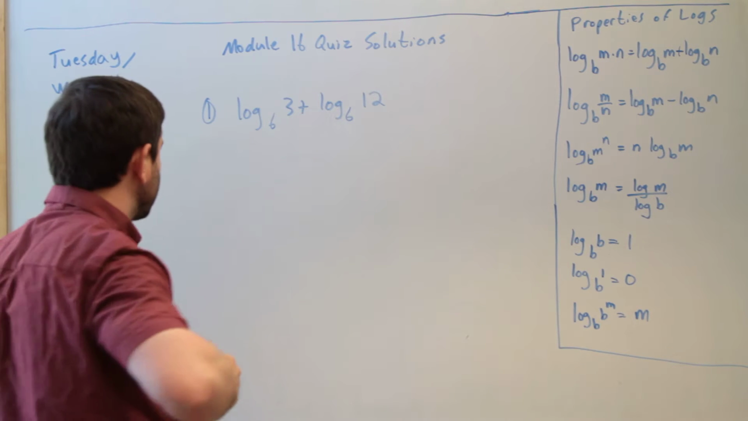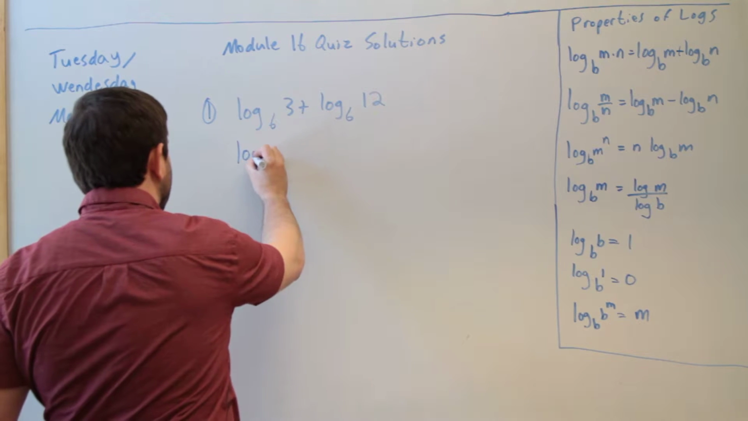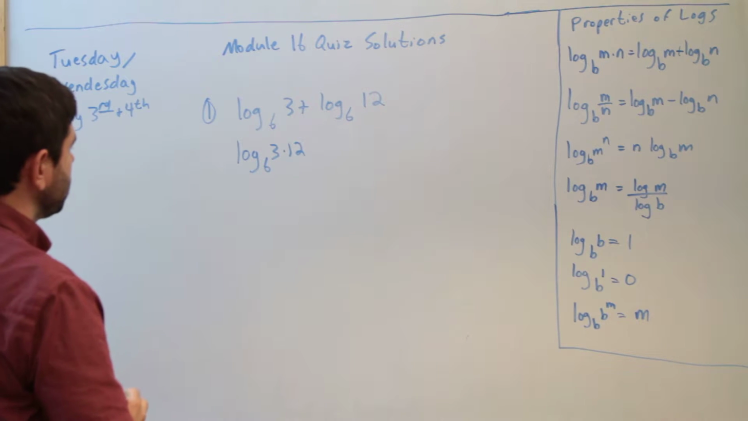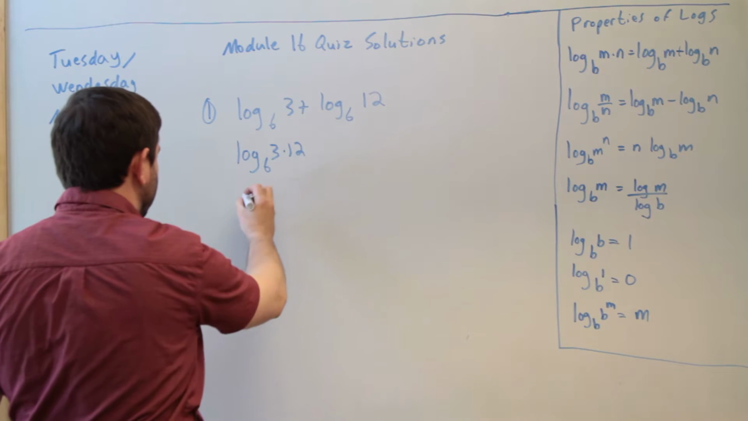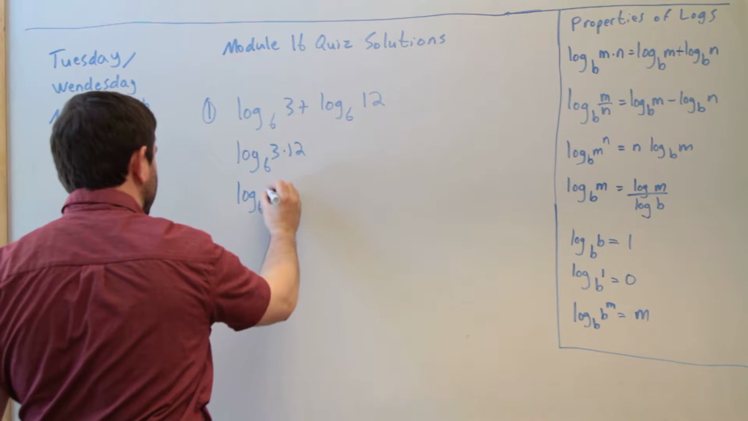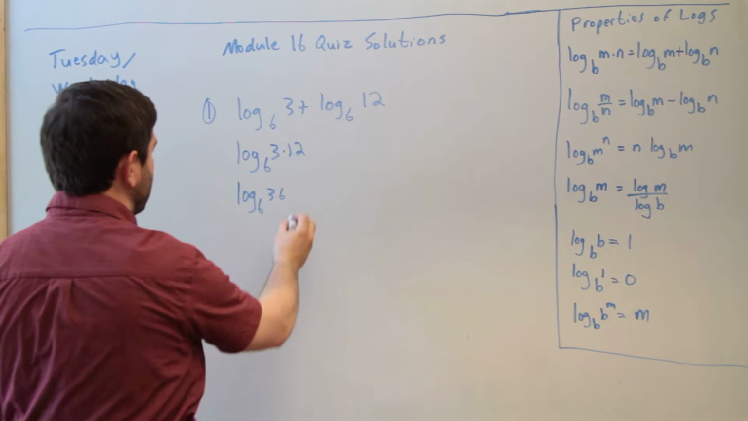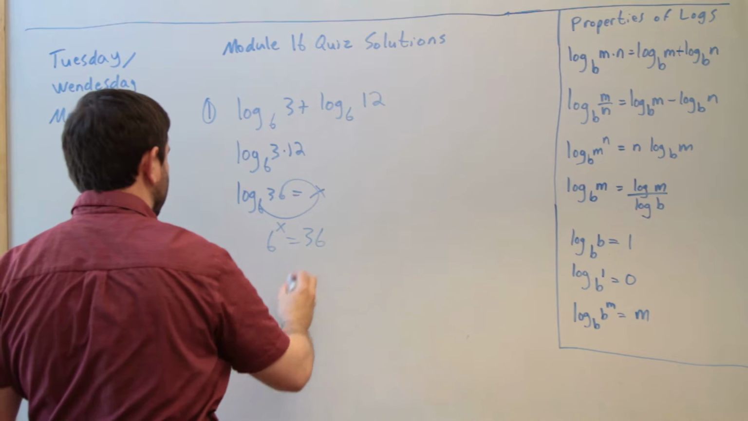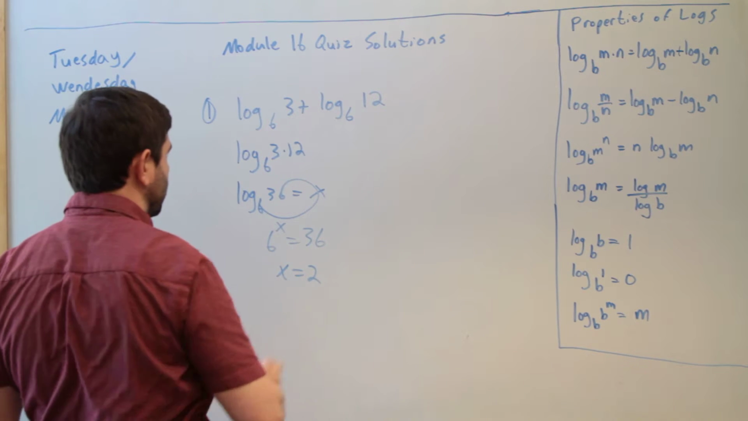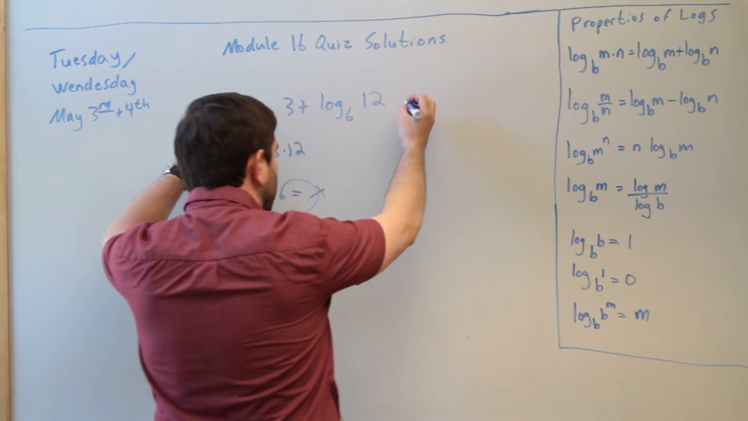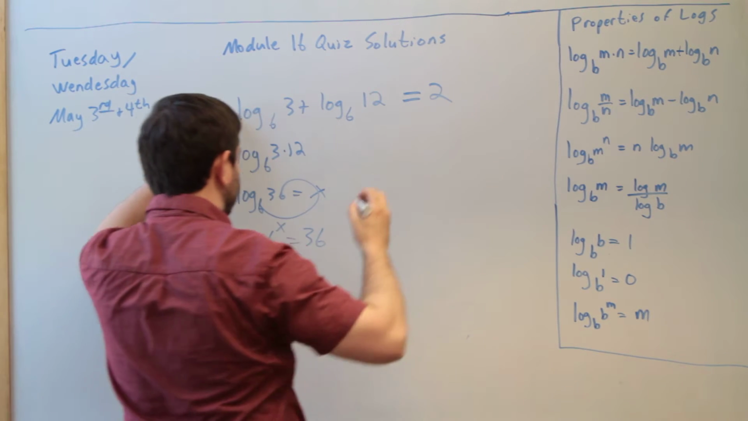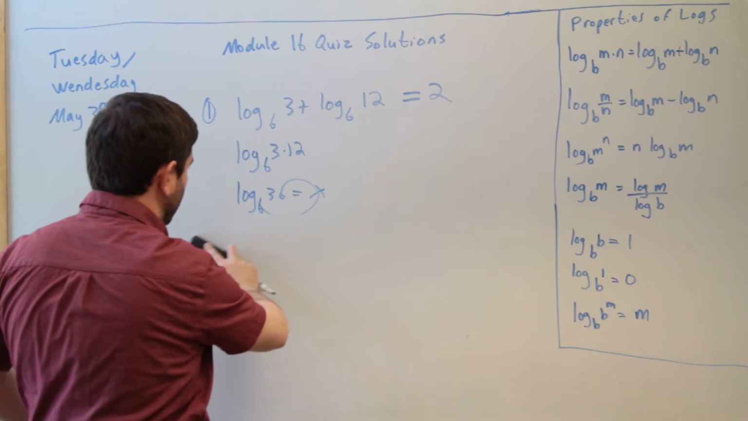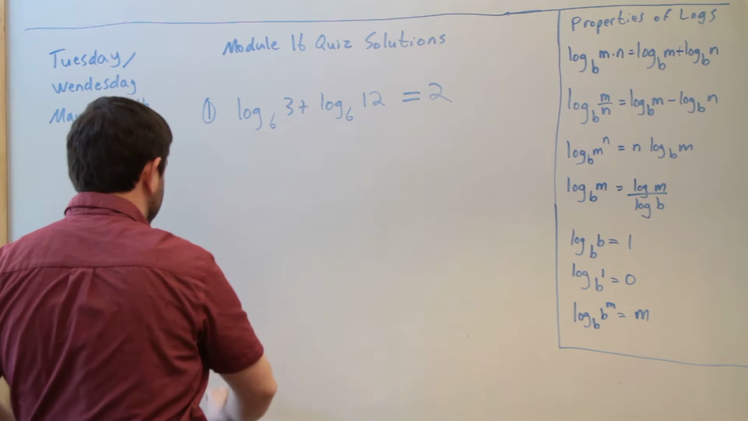And so we can write log base 6 of 3 times 12, and then we can multiply these together. We'd get log base 6 of 36. Then we can figure out what that equals. 6 to the power of x equals 36. Well, x must equal 2. So this expression up here is equal to 2. And we're going to work out A, B, C, D, and E, and find which of those expressions are equal to 2.